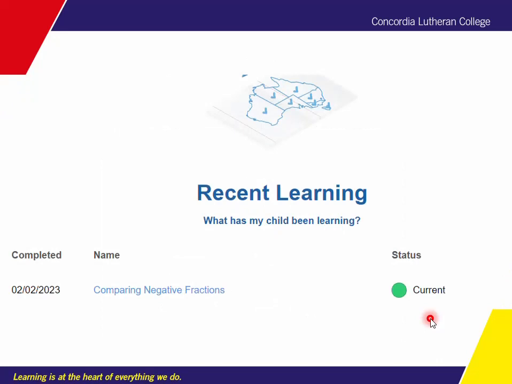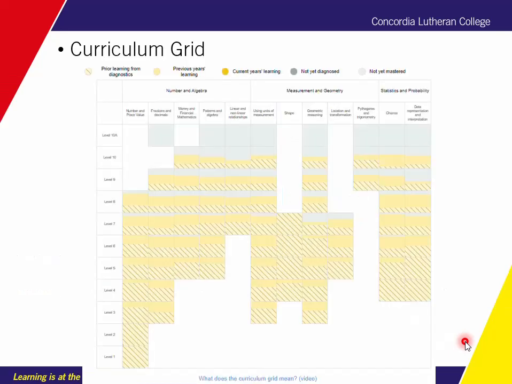Then scrolling down further, you will see recent learning. Now, recent learning shows you what module my child completed. If you actually click on it, it's hyperlinked. It will open up the activity for you and you can actually go in and see what the activity was. If it's green showing current, it means it's something they are currently working on. They have not been tested on it. If it is gold, they've mastered it. If it's grey, they have not yet.